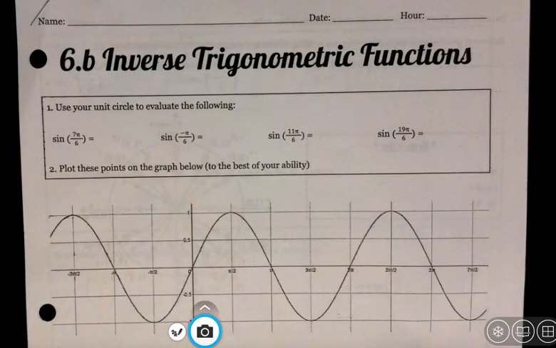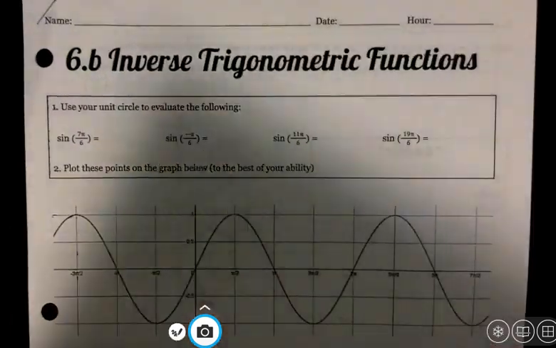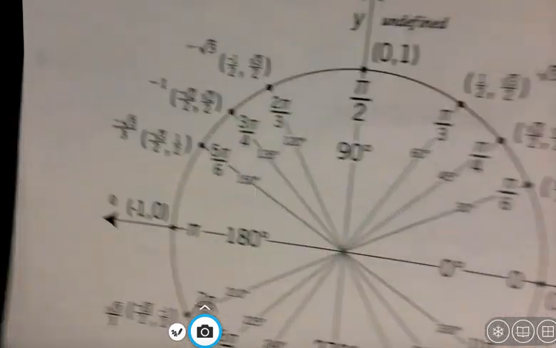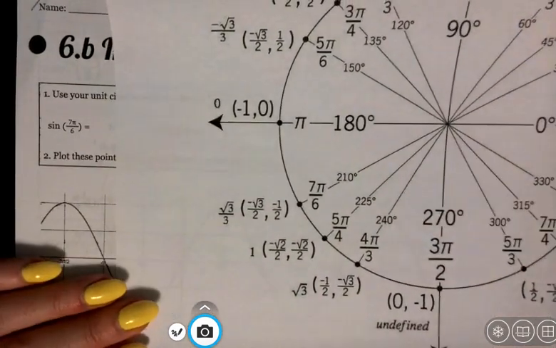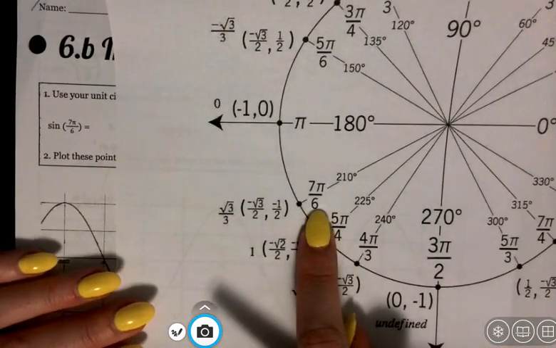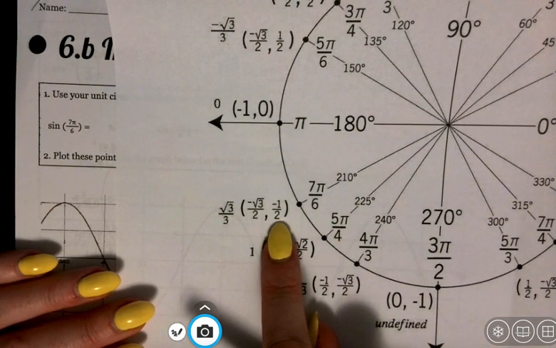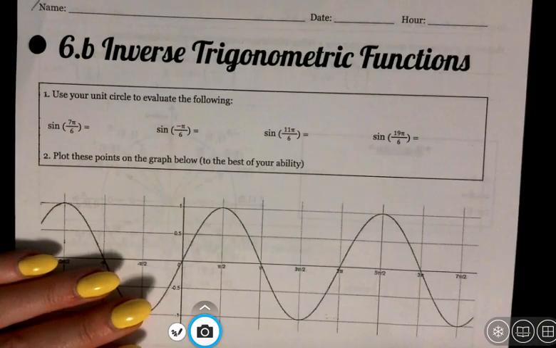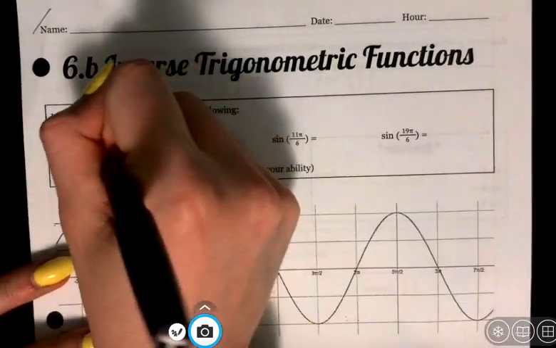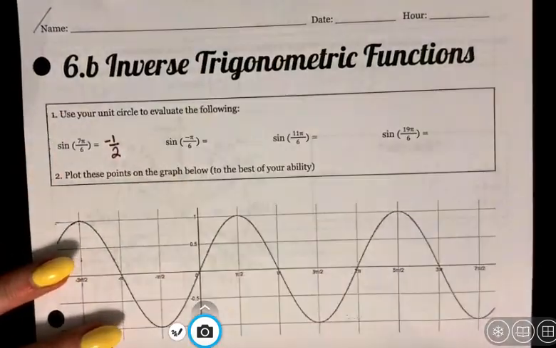So on our unit circle, we would find that angle. So I'm going to grab mine. 7 pi over 6, we'll go down here, is this one. And if I want sine of that angle, I want the y value of my point, so negative 1/2. And I would do that for all of them.